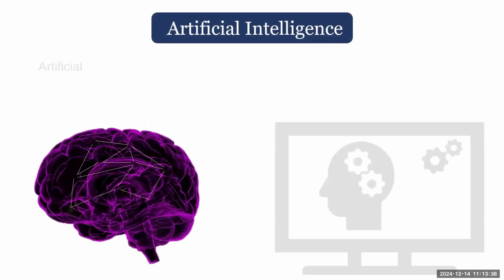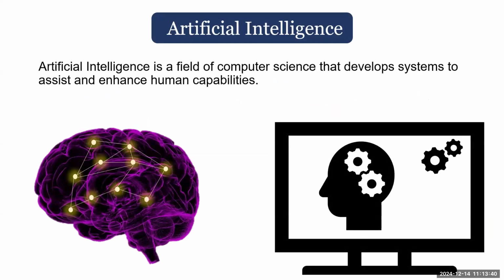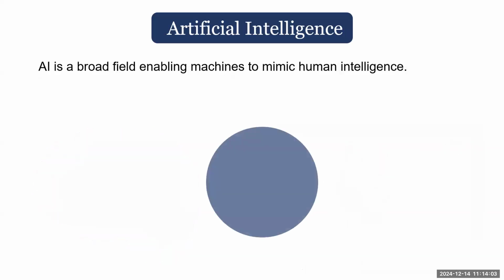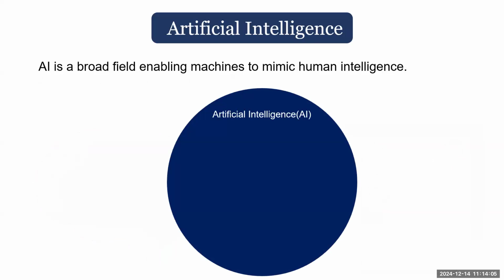So, to start from the basics, we all know AI is a field of computer science which develops systems that are built to assist human beings or to assist human capabilities. Here, the end goal of AI is not to replace humans, but to use it as a tool that can help humans to accomplish their tasks. Now, AI is broadly classified as machines that are used to mimic human intelligence.